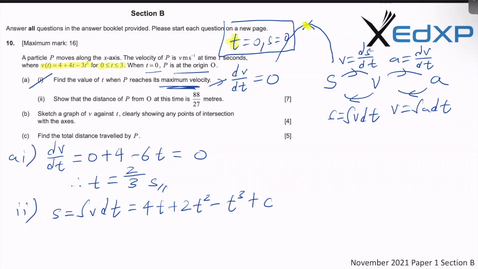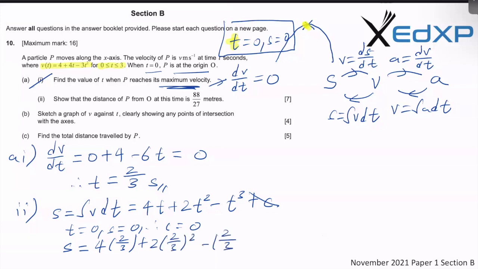So let me write this down. Since t is 0 when s is 0, therefore c must equal 0. We can cancel this term out. Okay, and to find the distance traveled, or the distance of P from O, we sub 2/3 in. Okay, so 4 times 2/3 plus 2 times 2/3 squared minus 2/3 cubed. Okay, and if we do this by hand in paper 1, we will get 88 over 27 meters. So this is part 2.